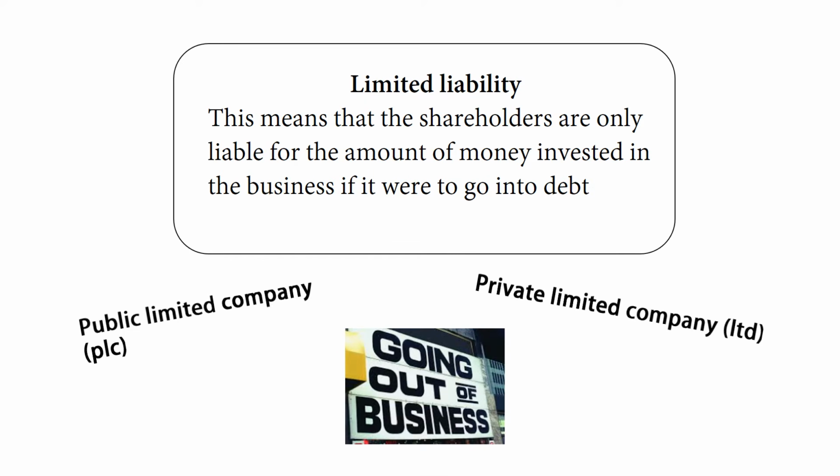Limited liability means that the shareholders are only liable for the amount of money invested in the business if it were to go into debt. This means that the owner and the business have a separate legal entity and the shareholders are separate from the company. An easy way to remember this is the word limit. It suggests that there is a restriction. So a restriction on how much a shareholder can lose, which is only the amount that they invest into the company.